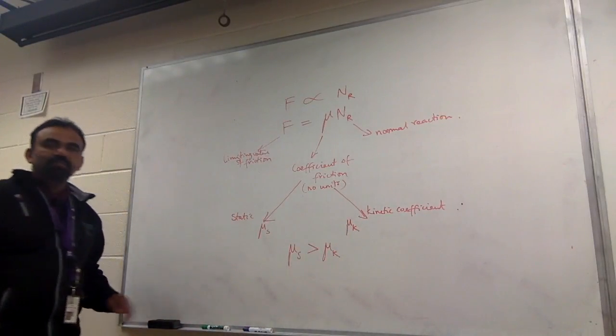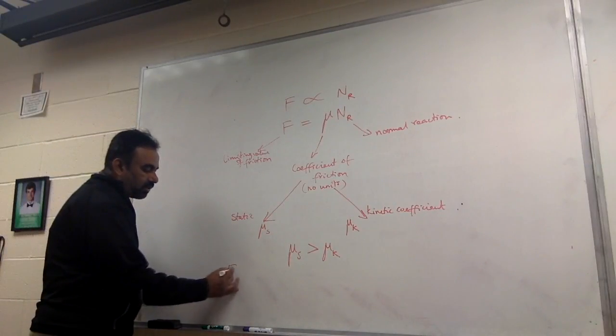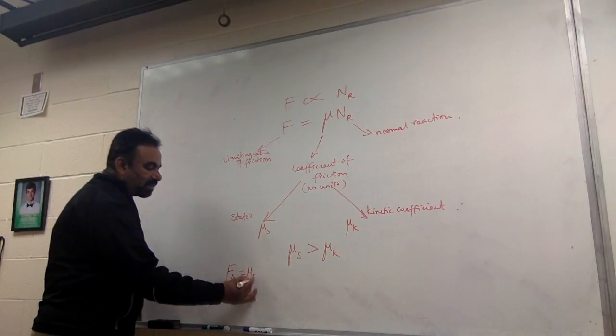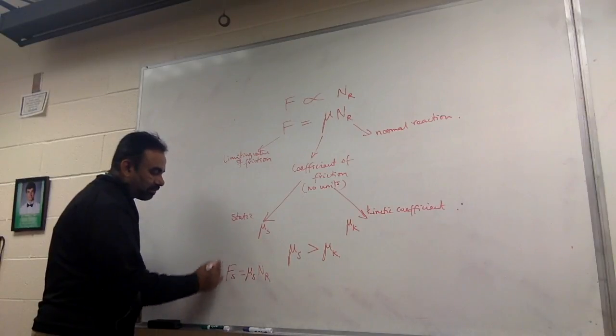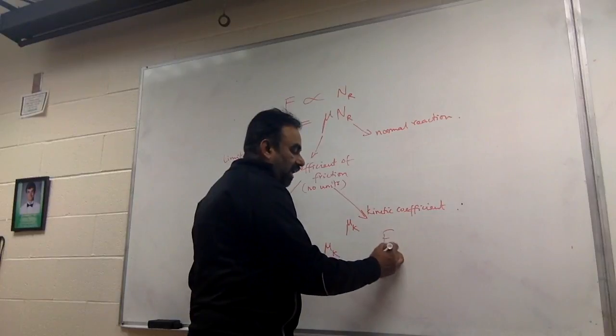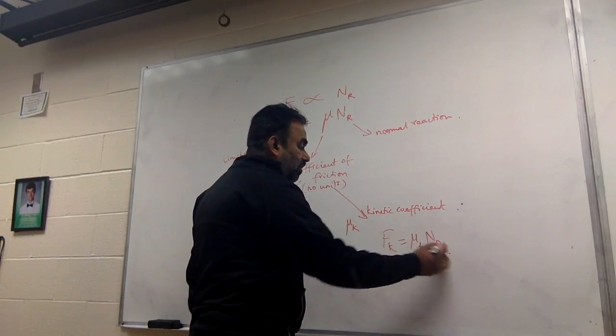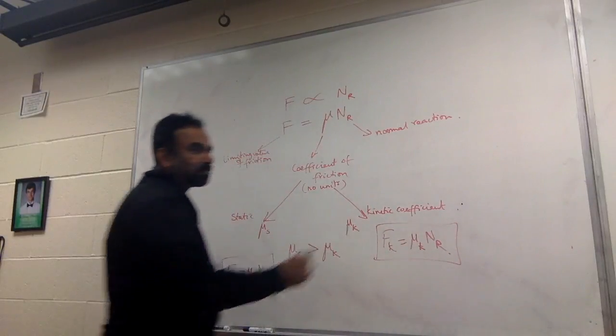And so the limiting value of friction you can have, Fs, is equal to mu s times the normal reaction if it is not moving, or Fk is equal to mu k times the normal reaction. The normal reaction is an important element here.